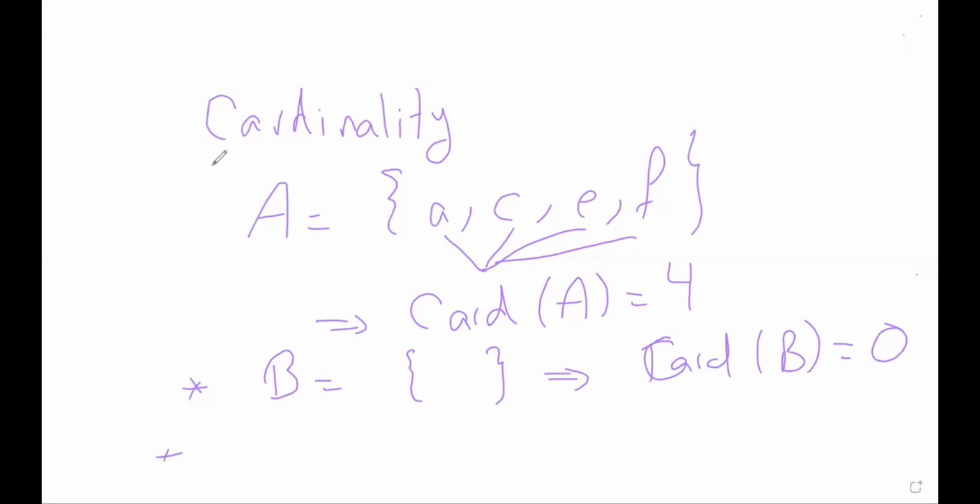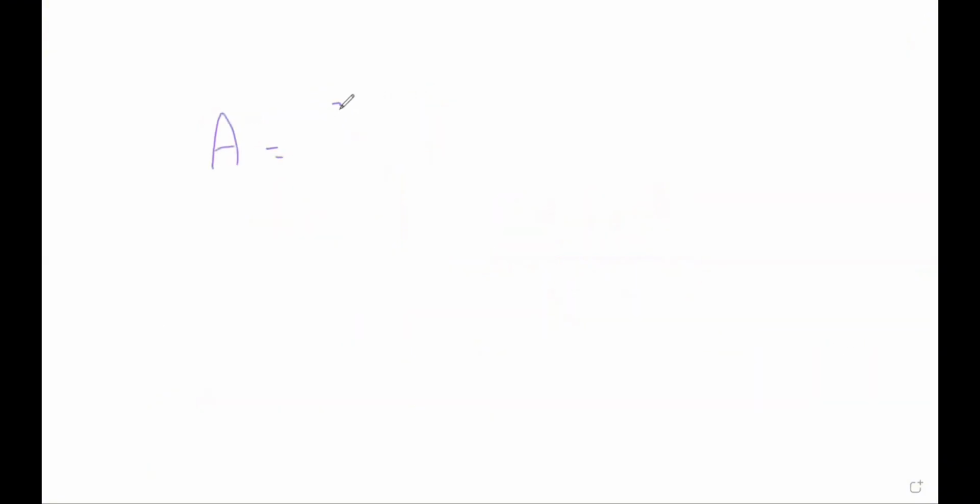Let's say we have the set A, it contains the number 0. So in this case, A contains only one number, so it has only one element. Then the cardinality of A is equal to 1.